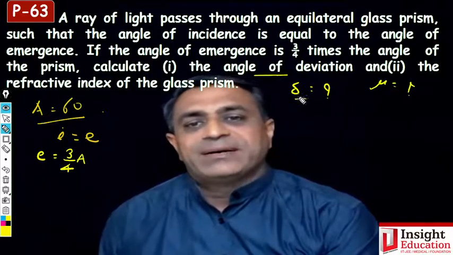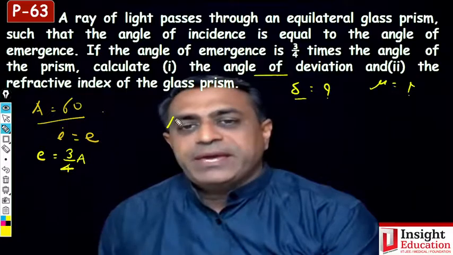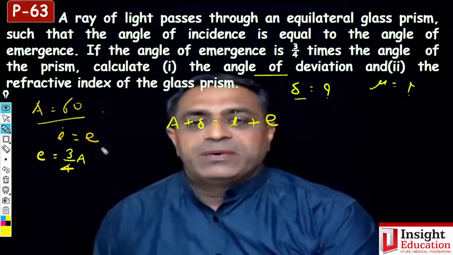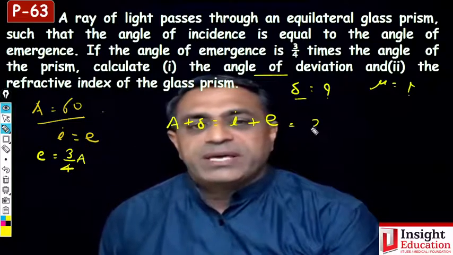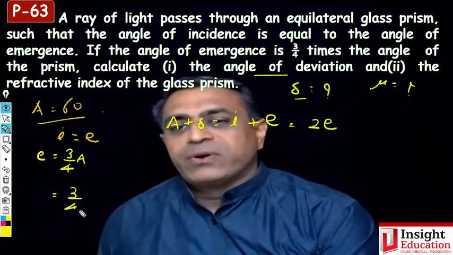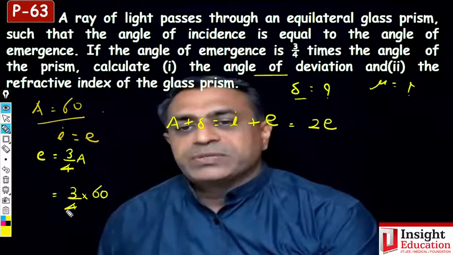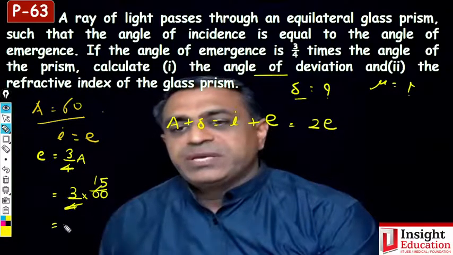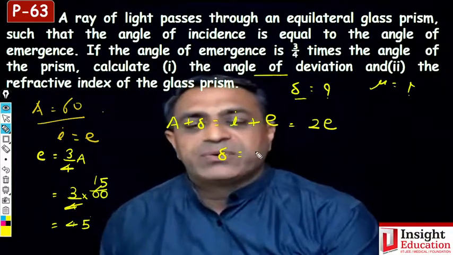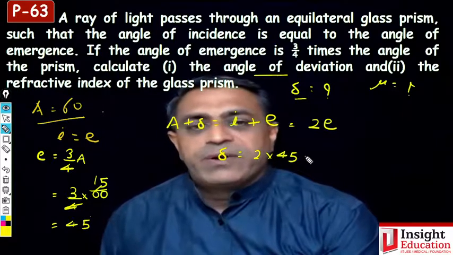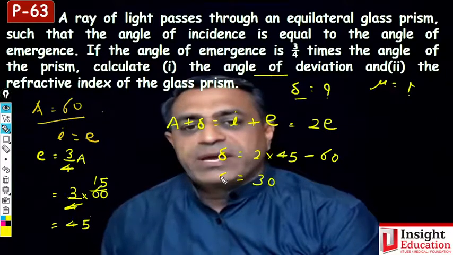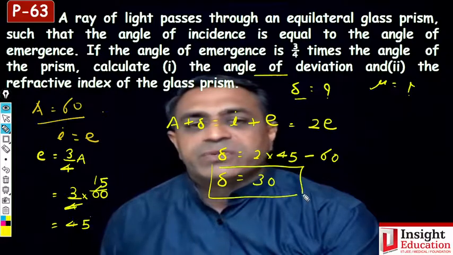First delta. The equation for delta is A plus delta is equal to I plus E. Now I is equal to E, so I can say 2 into E. Now E is equal to 3 by 4 A, and A is equal to 60, so 15 into 3, that is E is equal to 45 degrees. Now I can substitute: delta is equal to 2 into 45 minus A, A is equal to 60, so 90 minus 60, 30. The angle of deviation delta is equal to 30.